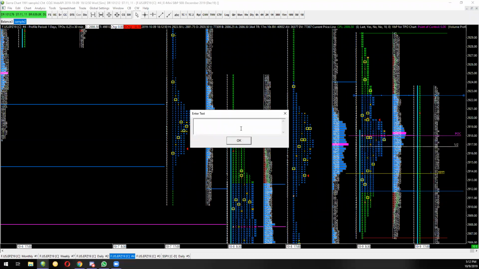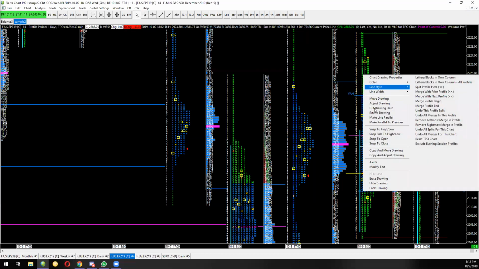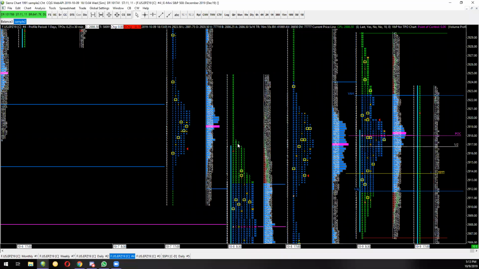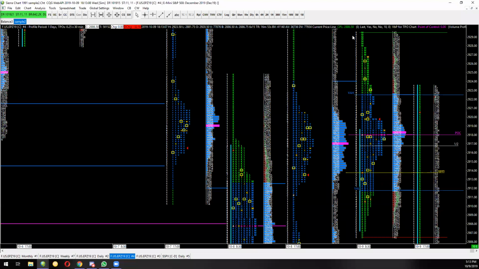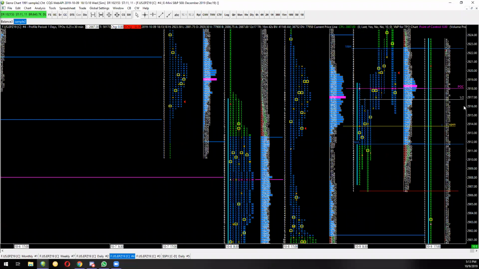So this is a very, very quick look. I'm showing you how to label your charts and set them up. Go to modify text. There you go. So these are the basic building blocks of a profile chart. Now you can see the charts are already kind of getting marked up.